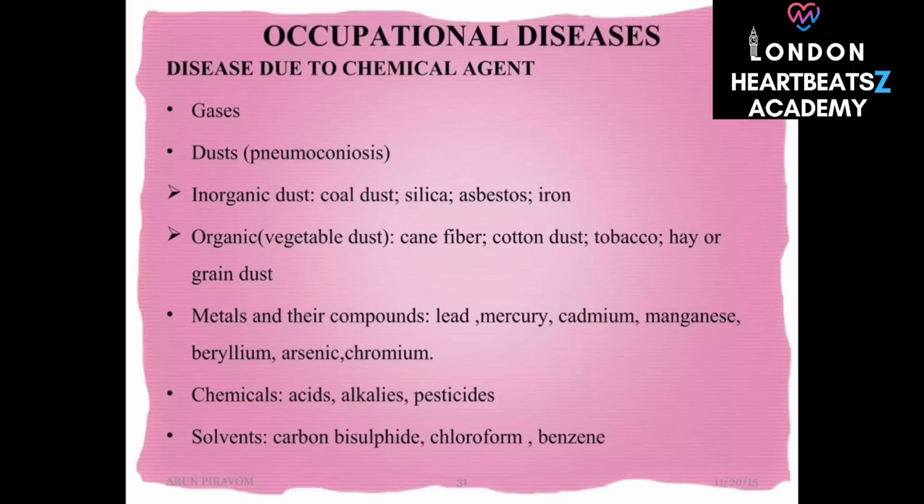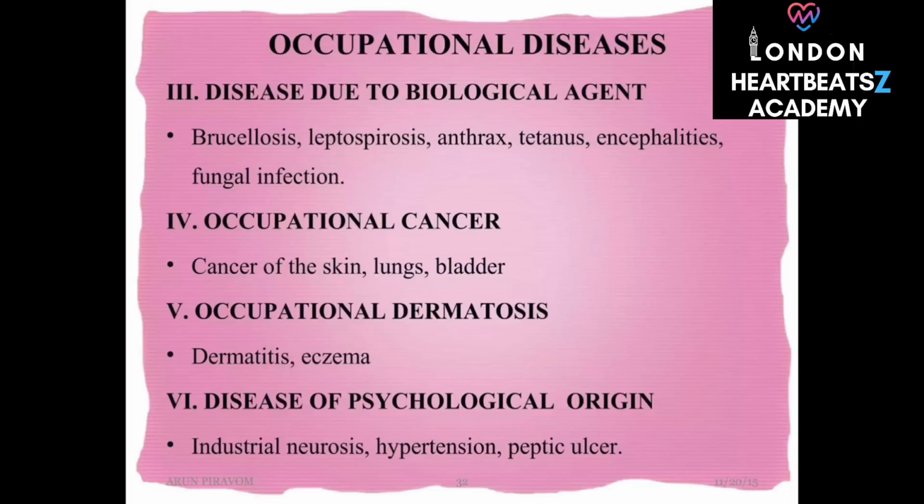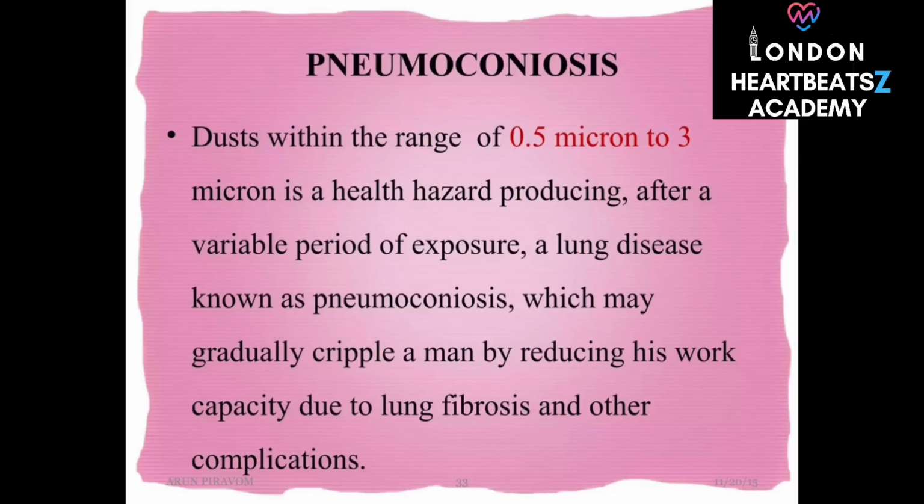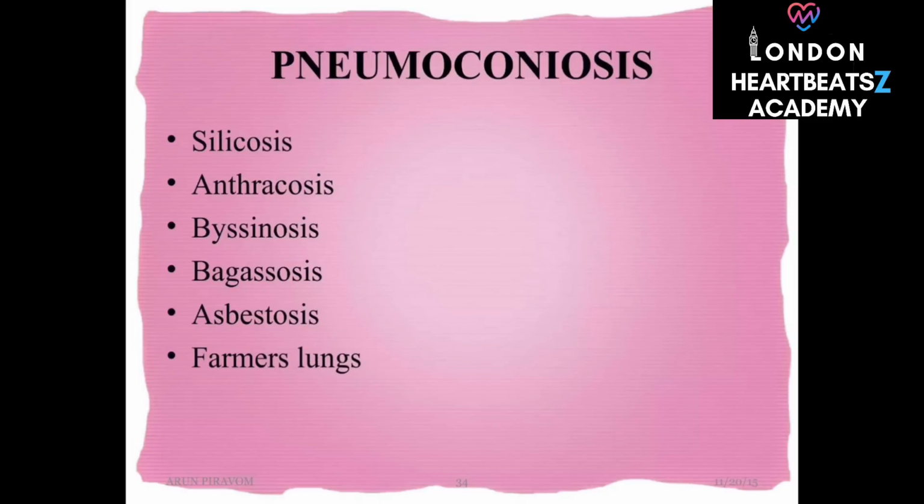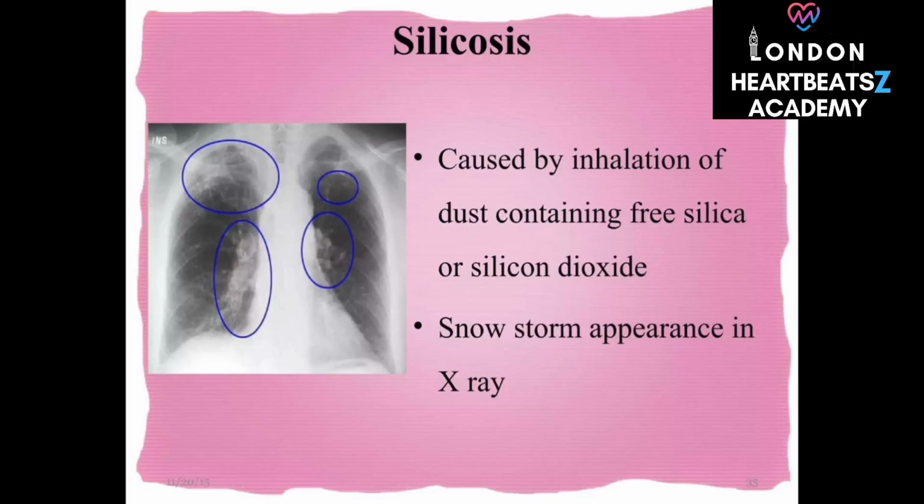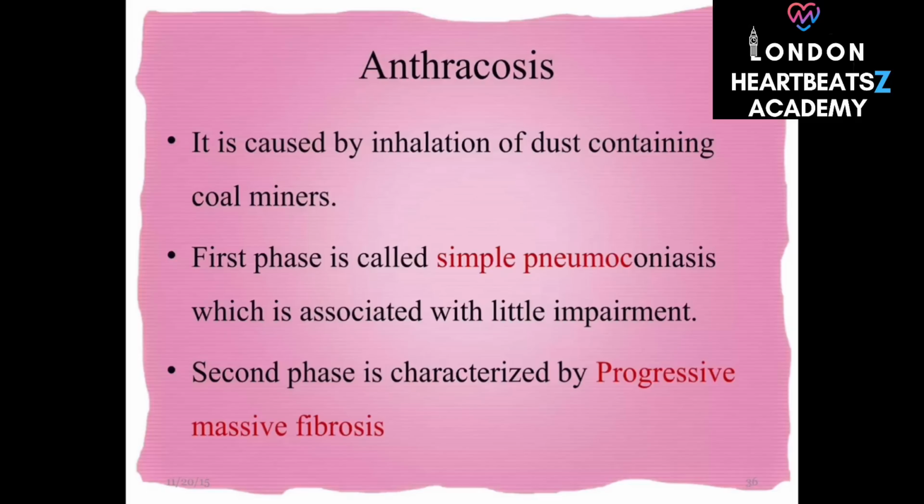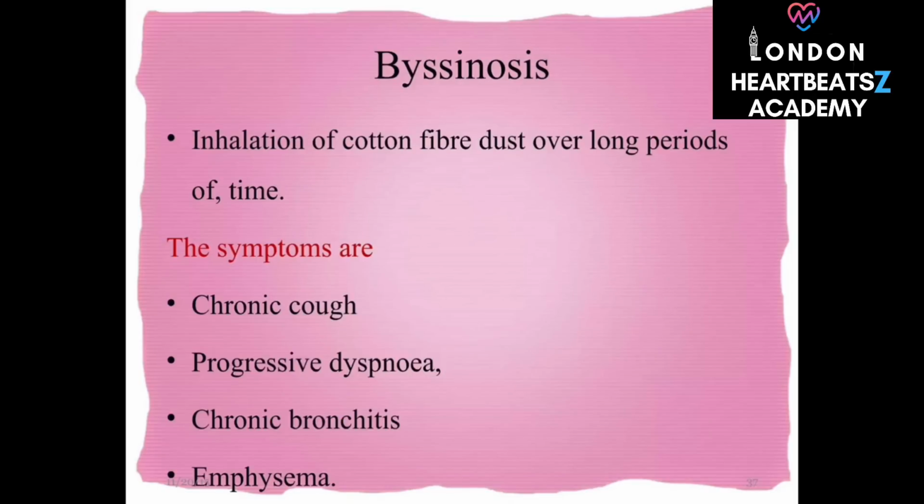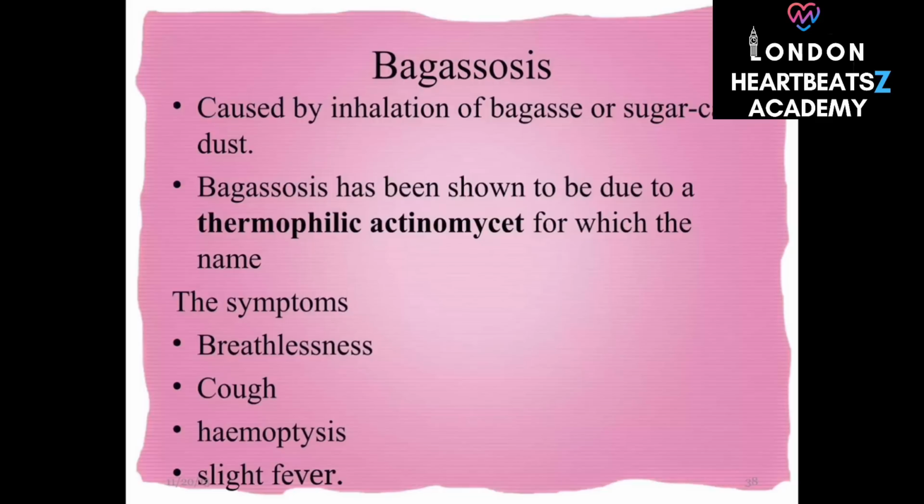Disease and health impacts. Workers can develop various occupational diseases, with pneumoconiosis being a significant concern in many industries. This lung condition develops from inhaling different types of dust particles. There are several forms, including silicosis from silica dust, anthracosis from coal dust, and asbestosis from asbestos fibers. Each type has distinct characteristics and requires specific preventive measures.